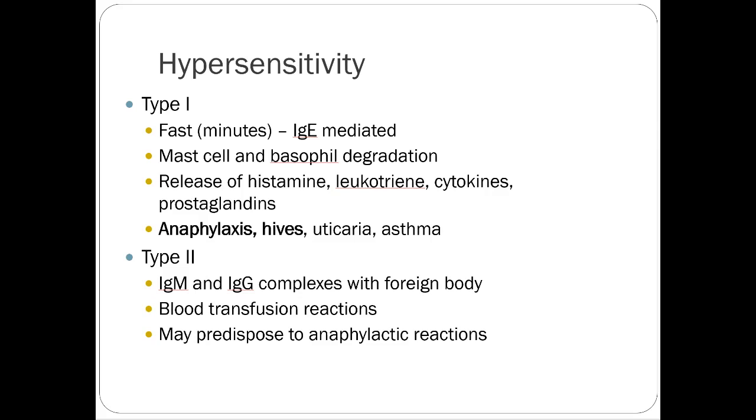Type 2, IgM and IgG complexes with the foreign body. Blood transfusion reactions can happen from this. It may predispose you to certain anaphylactic reactions. We aren't really sure how. That's one hypothesis of how people get anaphylactic reactions to things, because maybe they got a blood transfusion at one point and were exposed to something that now is making them, excuse me, hypersensitive.